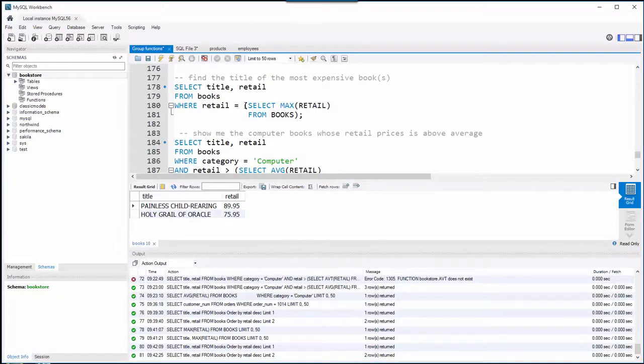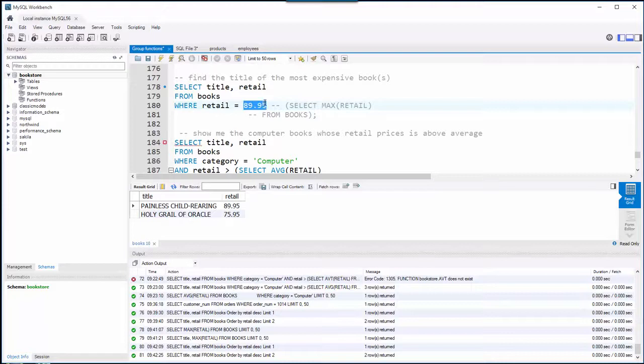Well, basically right here, I know what the highest price is. It's $89.95. And so what I'm going to do is say, show me the title and the price of books where the retail price equals $89.95. So basically, I could just type $89.95 here and comment this out. And that's going to solve the problem.